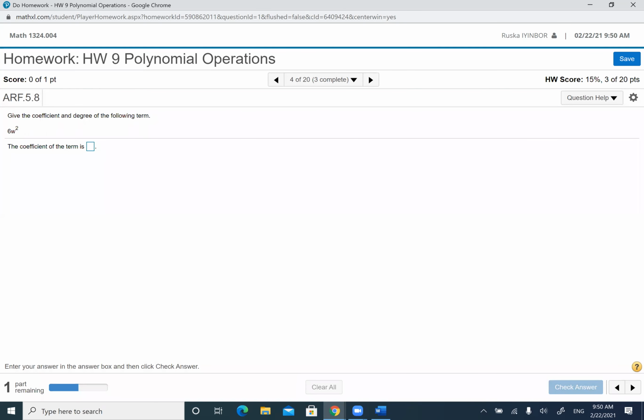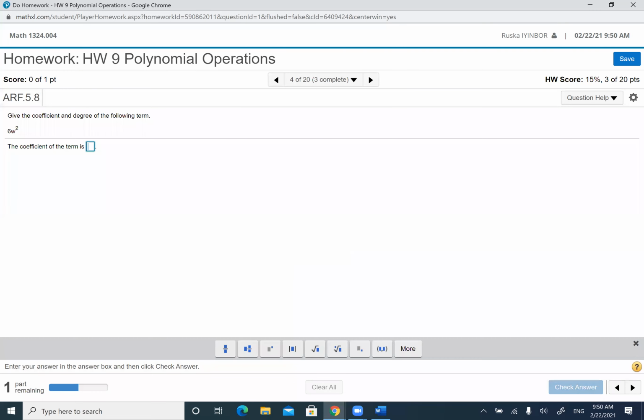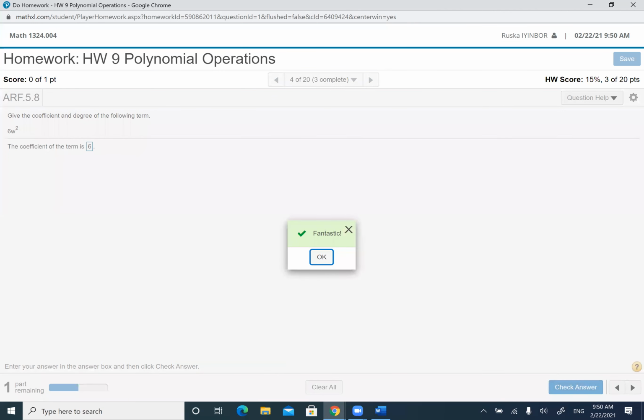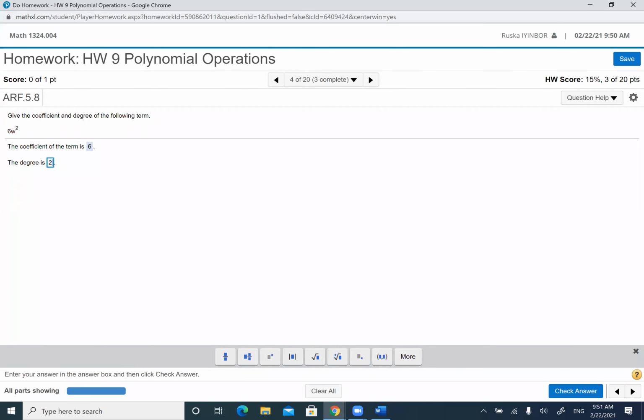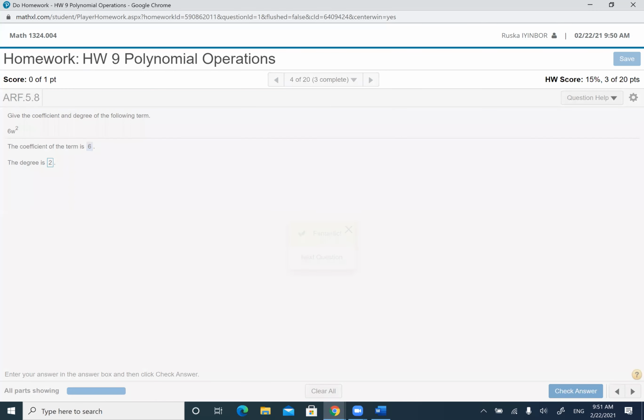Some questions here: give the coefficient and the degree. The coefficient is the number in front of that term. Looking at this term, what is the coefficient? That's the number in front. What is it? 6, right? And then what is the degree? The degree is the highest exponent. What is the degree? 2, right? That's how you do it.